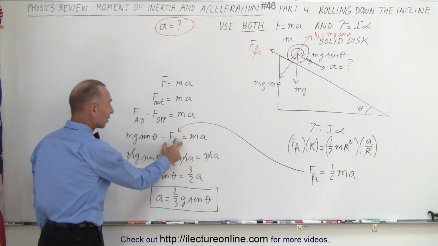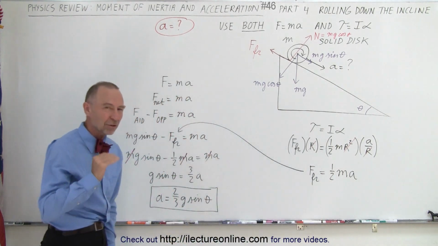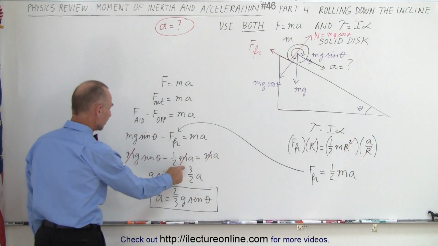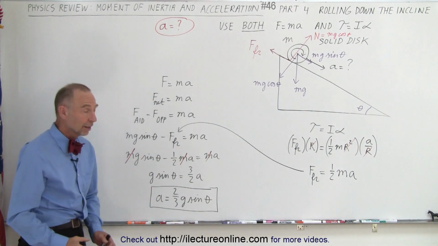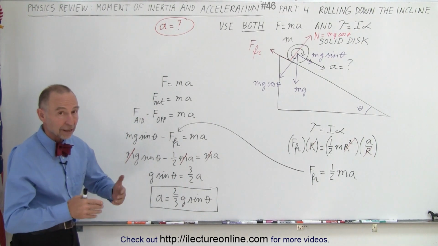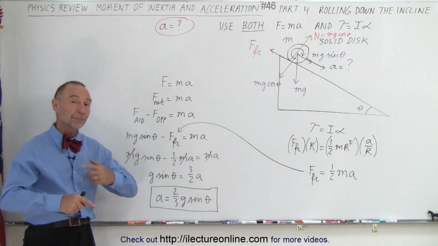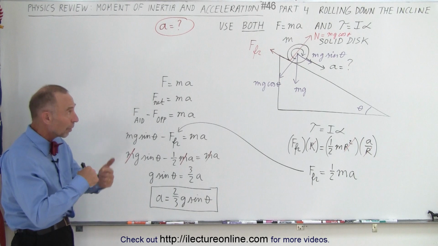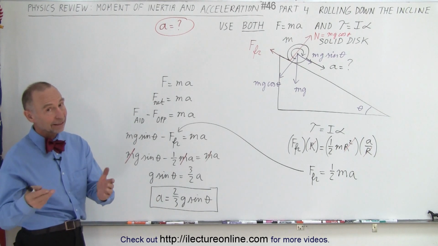But notice now, instead of the friction force, we're going to use 1/2 ma, and that's the key to this problem. So once we plug that in, we solve for a, we get 2/3 g times the sine of theta. Normally, if we did not take into account the moment of inertia, it would be a equals g sine theta, but because of the extra energy it takes for the object to rotate, it's going to be less than that. And that is how it's done.